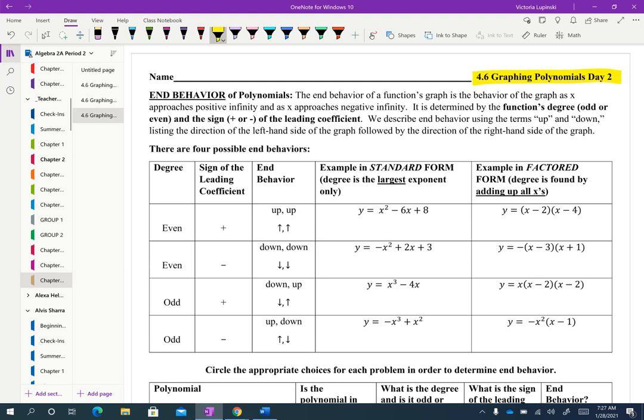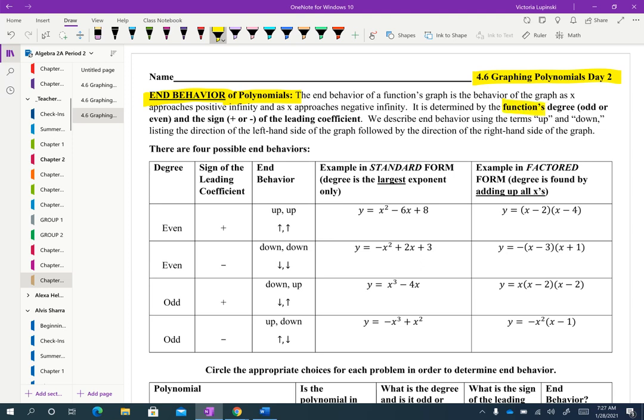Once you successfully complete this lesson and tonight's homework, you should be more than prepared for the next lesson where you're finally going to be able to graph on your own. So what we have here to start us off is another reminder about end behavior. This is the same description of end behavior from the previous lesson. Of course, it's what happens at the end, the left hand and the right hand.